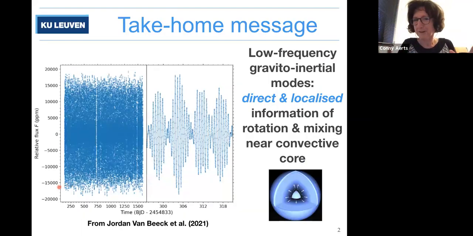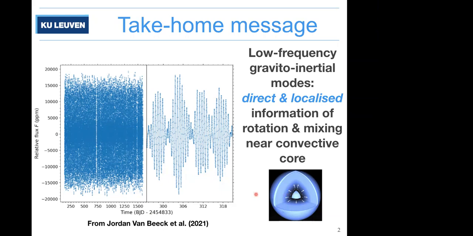Let me give you straight away a take-home message. We're going to do gravito-inertial modes. These have low frequencies, and the nice thing about them is that they really give direct and localized information of the stellar interior, specifically of stars that have a convective core, and the surrounding area here is where all the action lies in the life of such stars. And so this is my favorite type of modes for that.